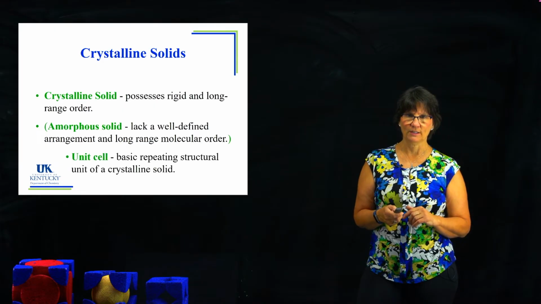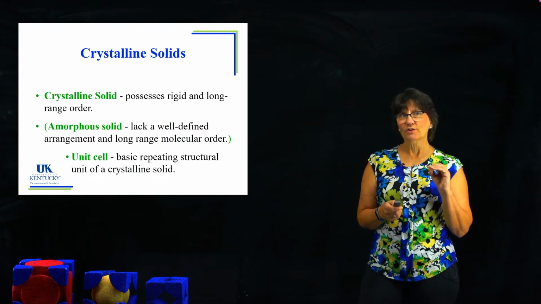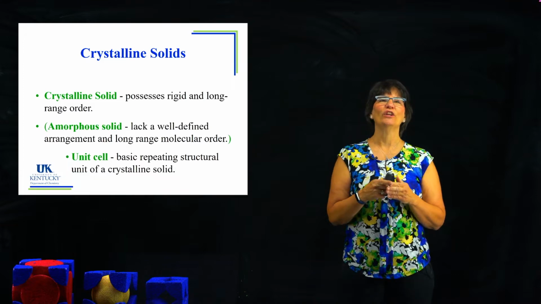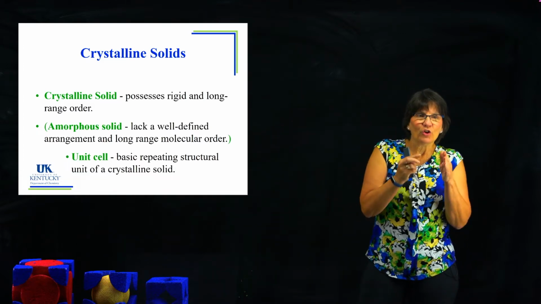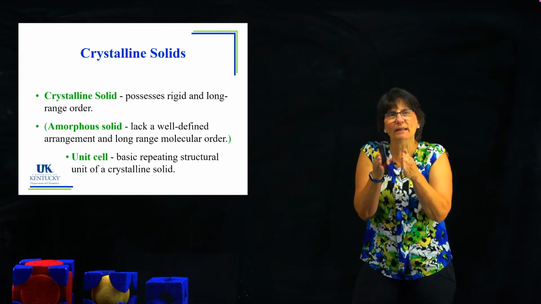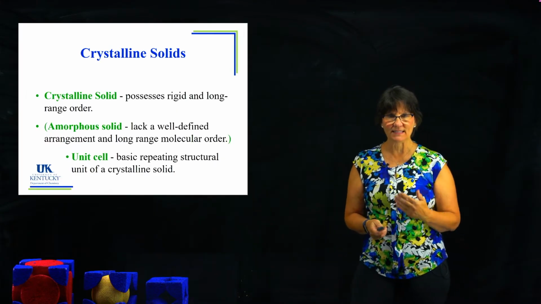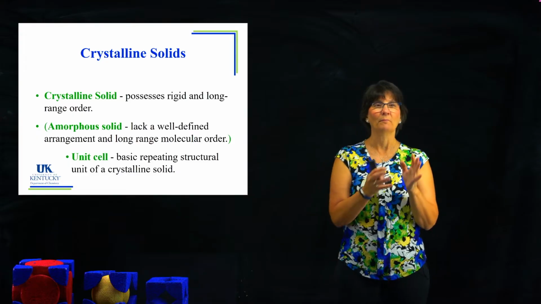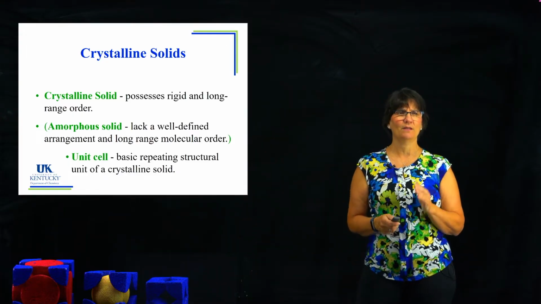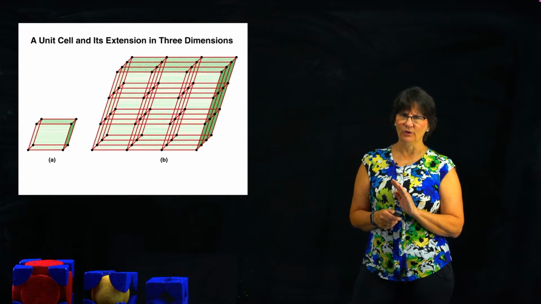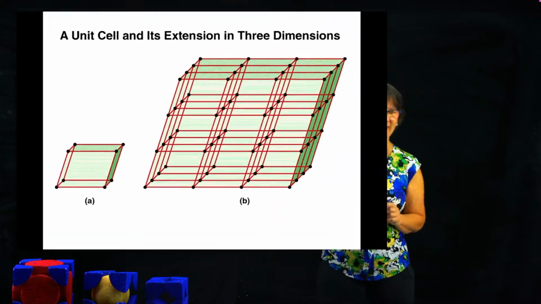can with crystalline solids. So crystalline solids are all based upon what's called a unit cell. And the unit cell is that little piece that gets repeated over and over and over again. It is that basic repeating structural formula. And there's a lot of different types of unit cells, and we'll see them in a minute.